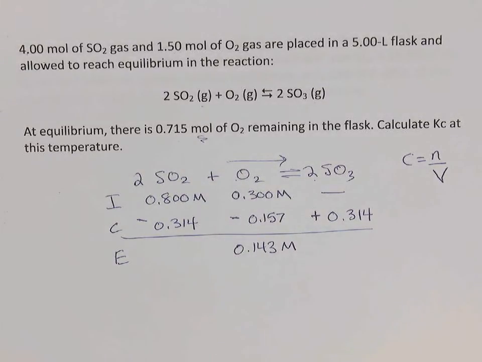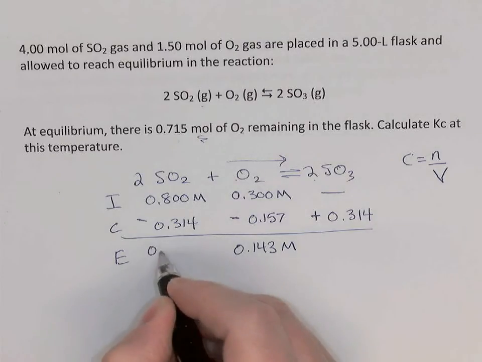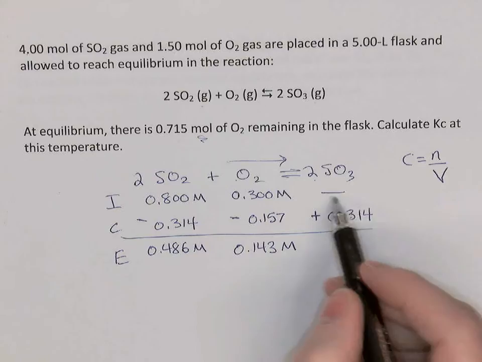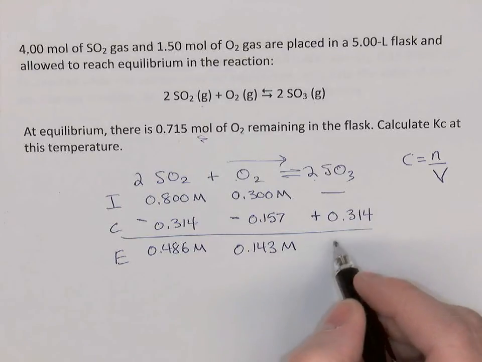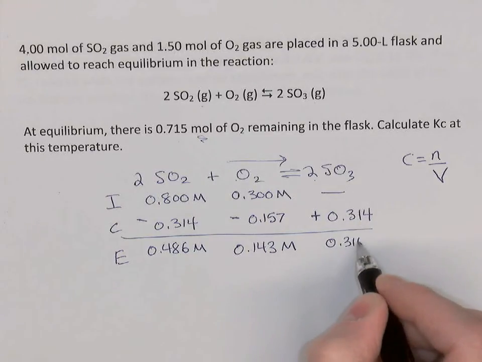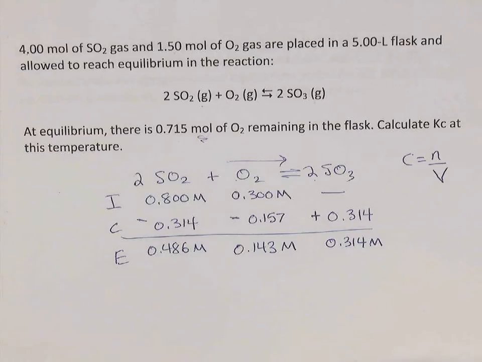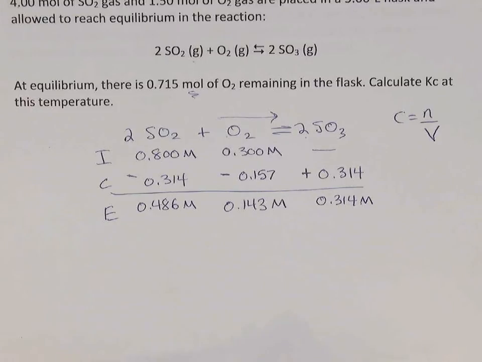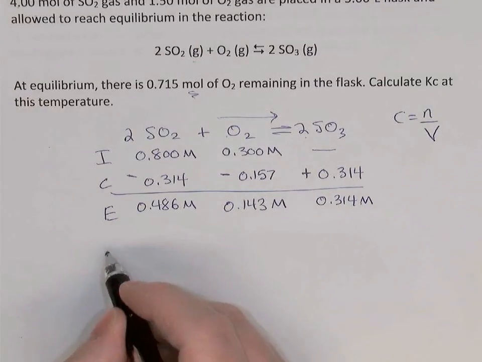So for the SO2, if you began with 0.8 and you lost 0.314, you've got 0.486 molarity left. And for the SO3, you began with nothing and you gained 0.314, so you've got 0.314 molarity at equilibrium. Now I've got everything in concentrations at equilibrium. It's easy to calculate Kc.